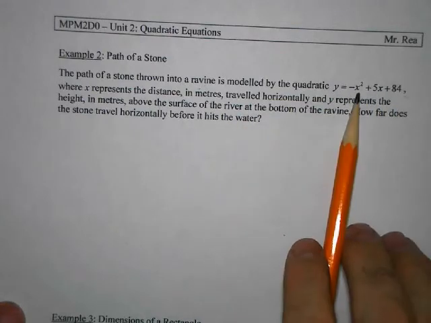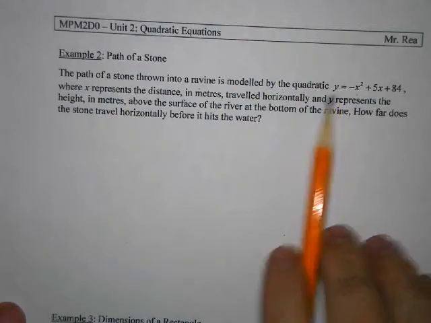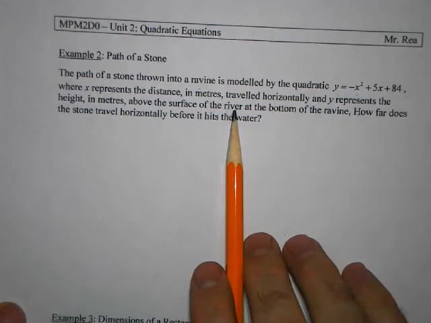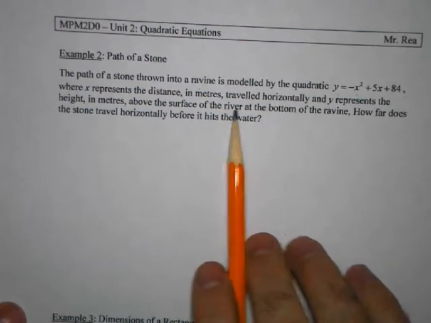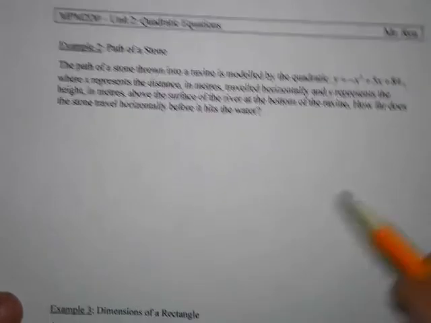So x represents the distance that the stone goes horizontally from the hand of the person who threw it, and y is the height, the vertical height, how high that stone is from the surface of the river. So measured from the surface of the river upwards. Okay. Question is, how far does the stone travel horizontally before it hits the water? So that's a good question.